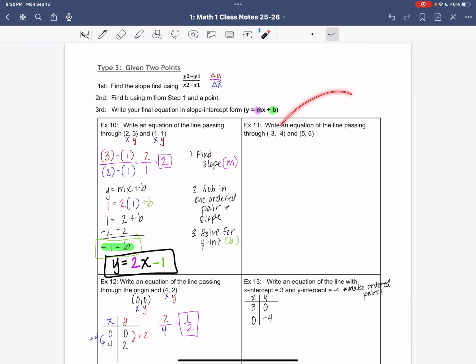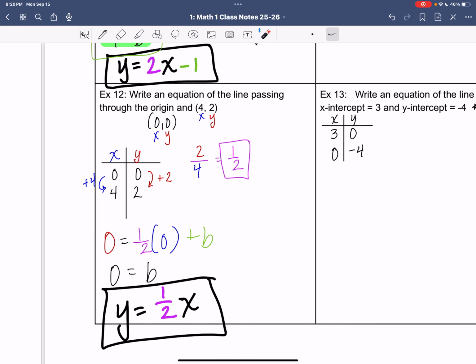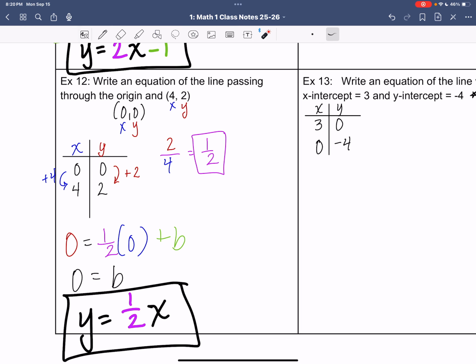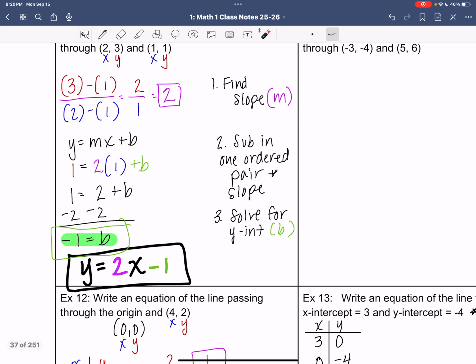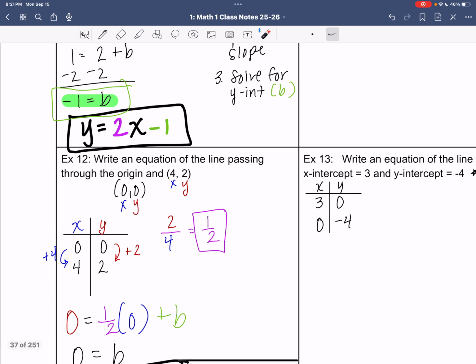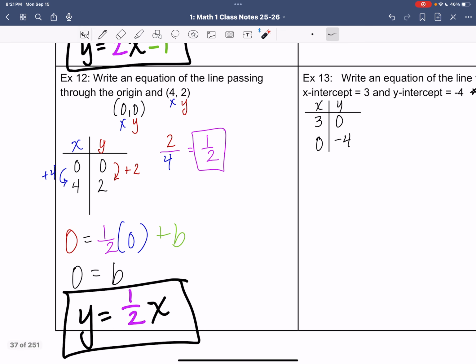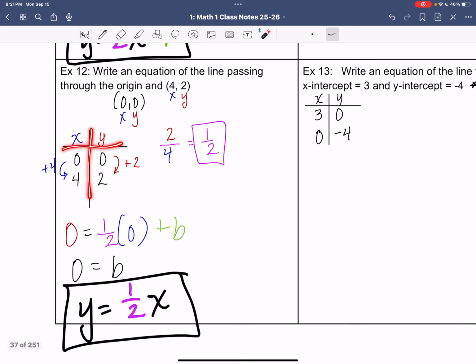All right, you're going to try that one, and then I'm just going to show you a slightly different way. I don't care if you use the formula or if you like to use a table to find the distance between. Either works. But it says write an equation of the line passing through the origin. Well, remember, your origin is 0, 0, and 4, 2. So first, we need to find our slope. So I just did an XY table. Excuse me. So I set up my ordered pairs here.